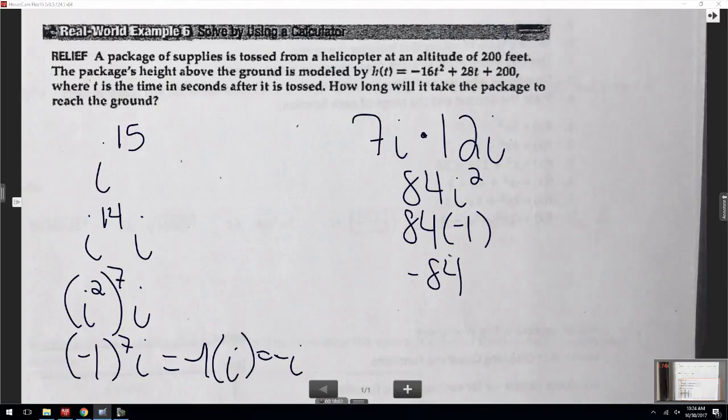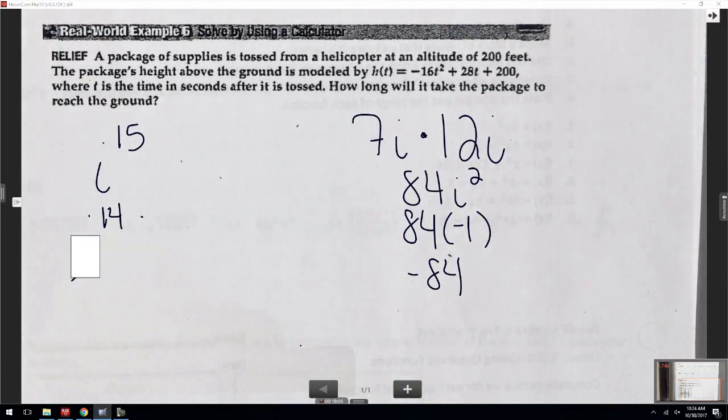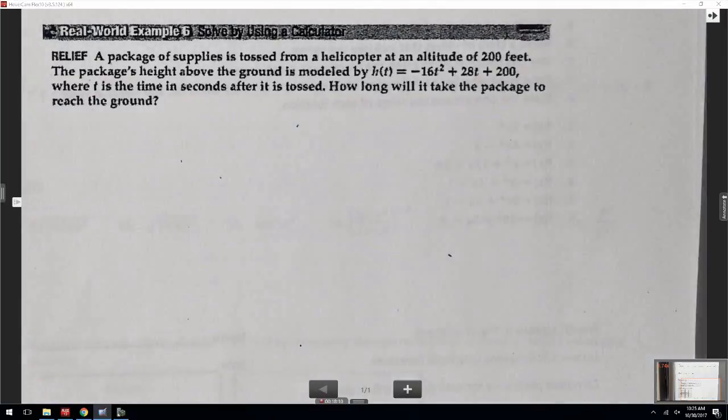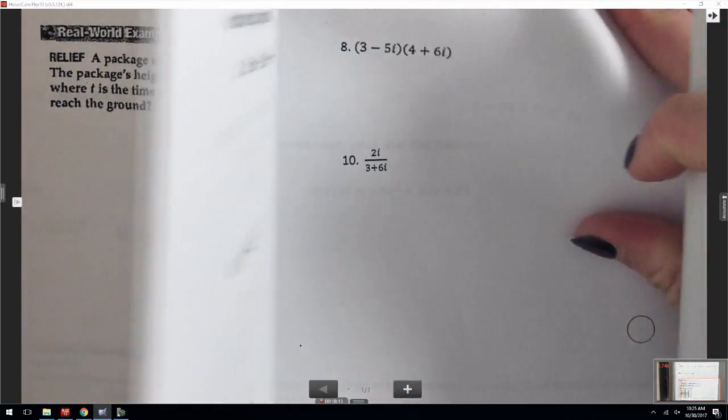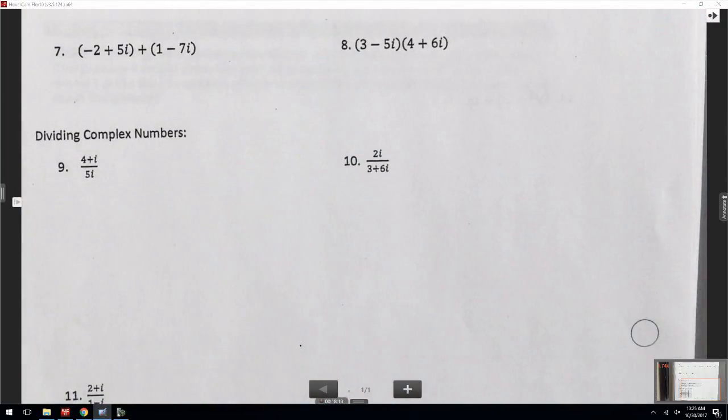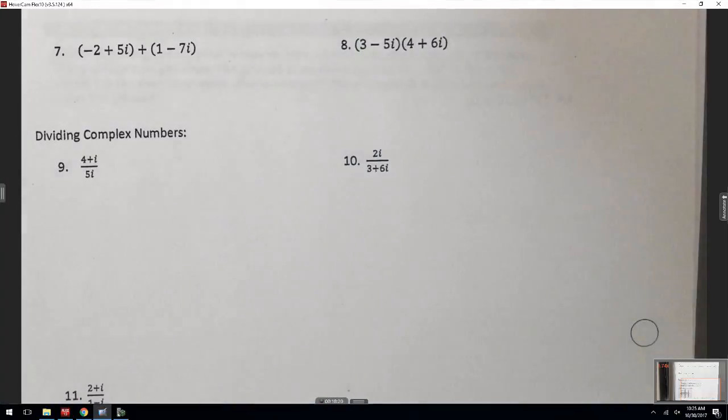Y'all okay? Okay, all right, let's go to page 16. And let's finish some of this stuff up. Here we go. As I'm throwing stuff around. All right, 16? Yeah. All right, number 9. Yes, number 9. All right, here we go.